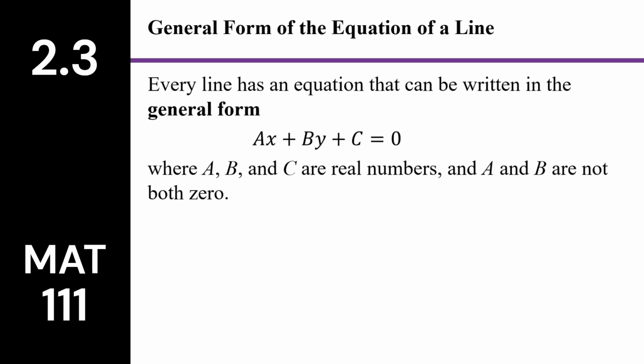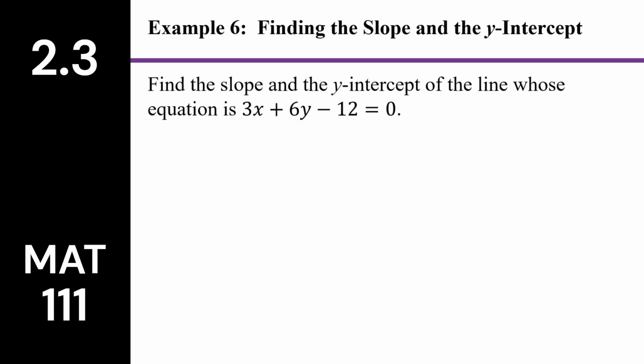The last form we're going to look at is general form. General form is when you have your x term, your y term, and your constant all on the same side of the equation. There are a few other requirements. A, B, and C are any real numbers, but A and B can't both be 0.